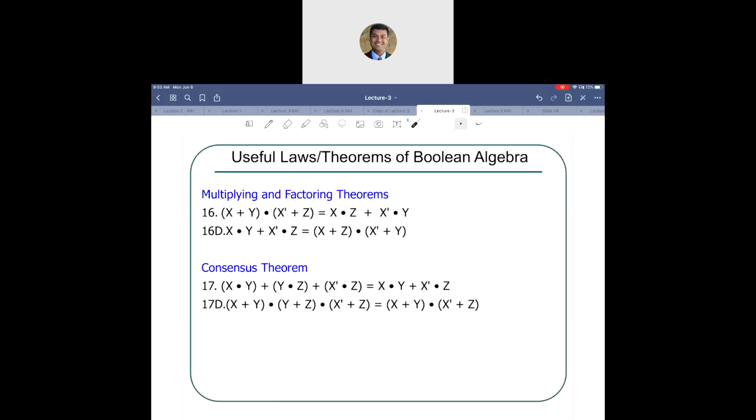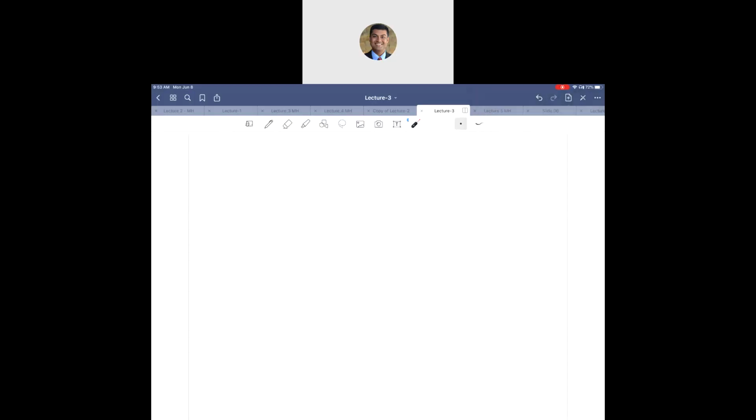Property number 16 and 17 are essentially the last two properties that are involved. We have a few minutes remaining, so I'm going to try to prove them so that we don't have to start with Boolean algebra proofs next. Let's see. Prove 16. Property number 16 is (x or y) ANDed with (x complement or z), and the property says it is the same as x and z or x complement and y.